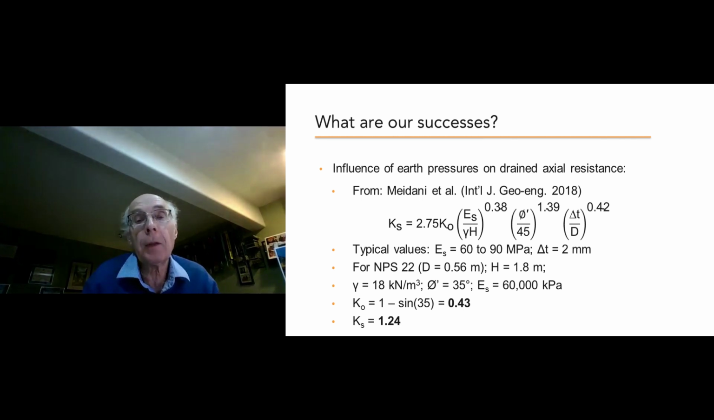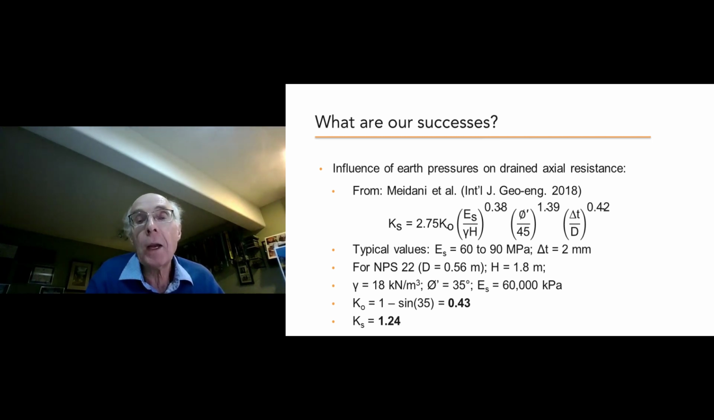So some work by some fellows at Concordia University in Montreal, published in 2018, through a multivariate regression analysis of various data, calculated a new empirical equation to calculate the Ks value, and it's shown here. And it's a function of the Young's modulus of the soil, the depth of burial or the vertical stress gamma H, the friction angle, and the delta T, which is the thickness of the shear zone that occurs between the pipeline and the soil. So it's relatively very small, often 2 millimeters to 5 millimeters, and the pipe diameter.